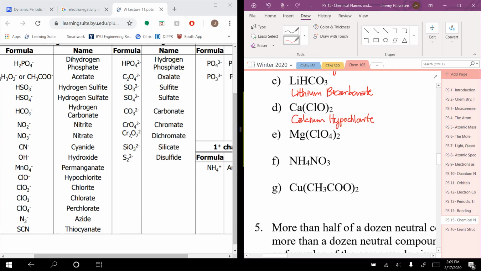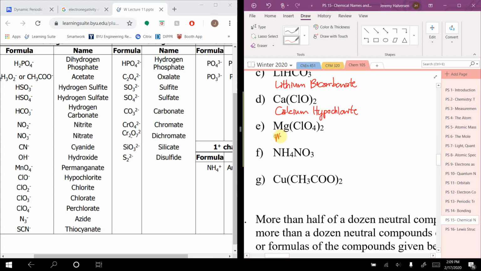So hopefully you recognize that using these polyatomic ions, you still name it the same way. You just say the name of your cation and the name of your anion. It's just that your anion has a special name because it's a polyatomic anion. All right. Magnesium. ClO4 minus is perchlorate.